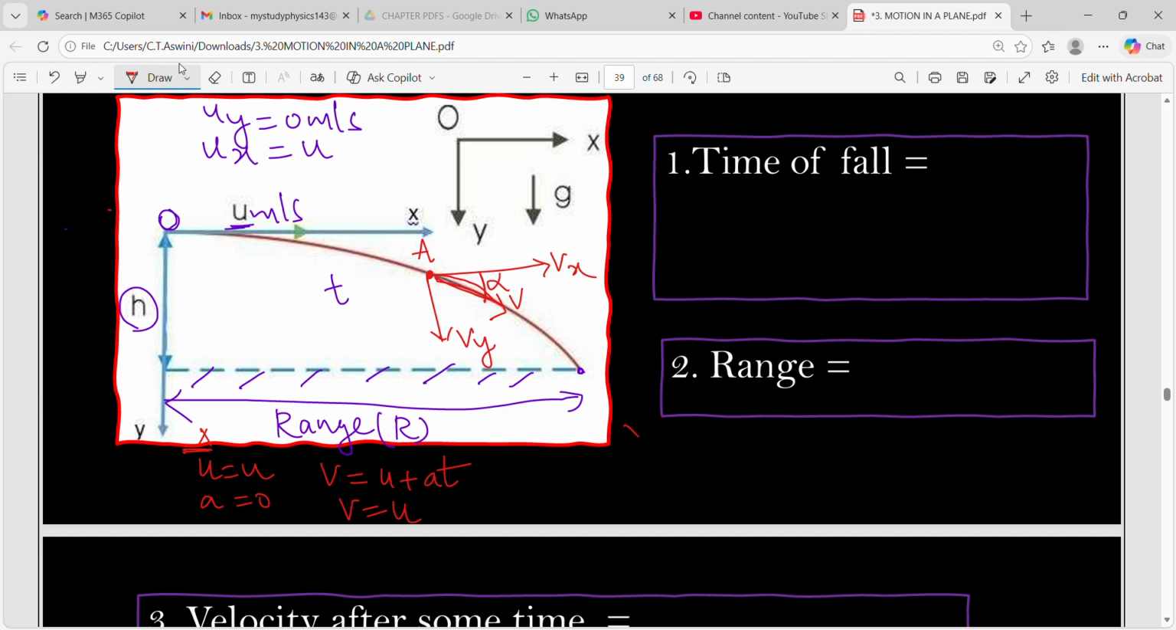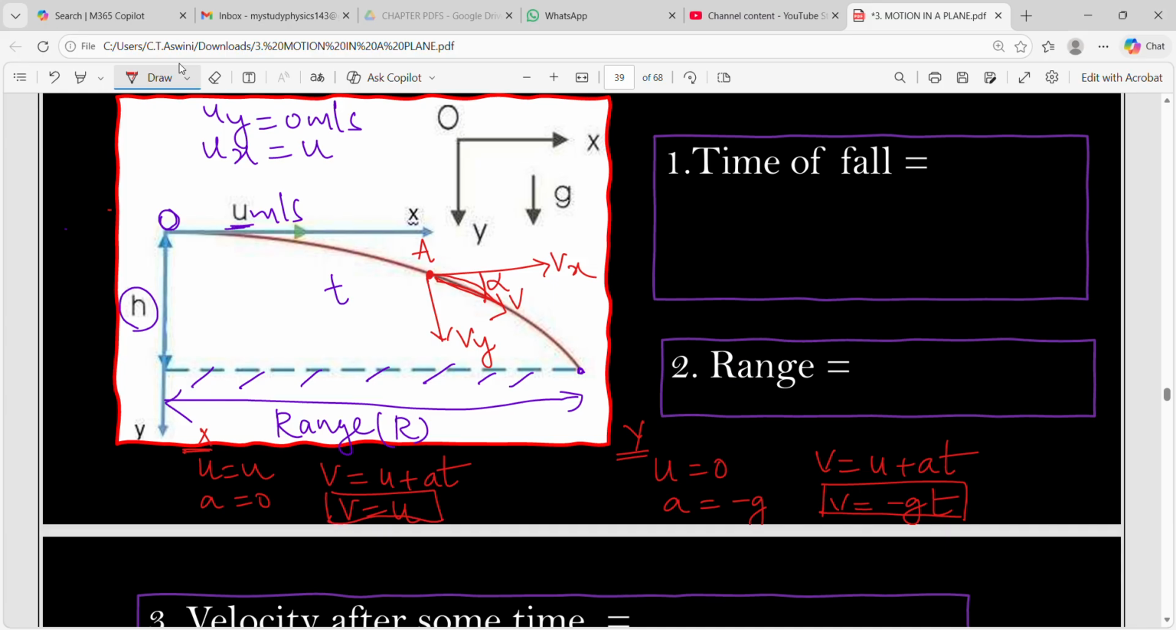Similarly, in y direction, what is the initial velocity? 0. And what is the acceleration in y direction? It is due to gravity, right? Now, what is the final velocity? v equals u plus at, so that is equal to minus gt. This is your vy, minus gt. This is your vx, which is u only.